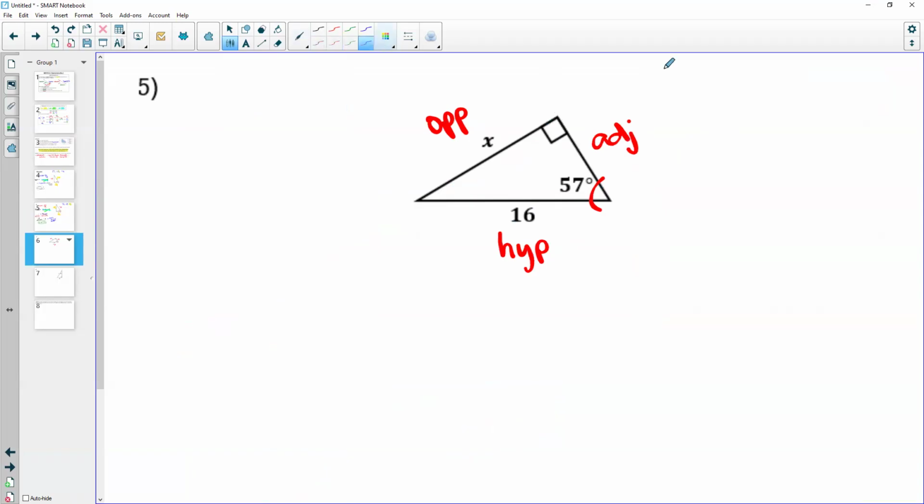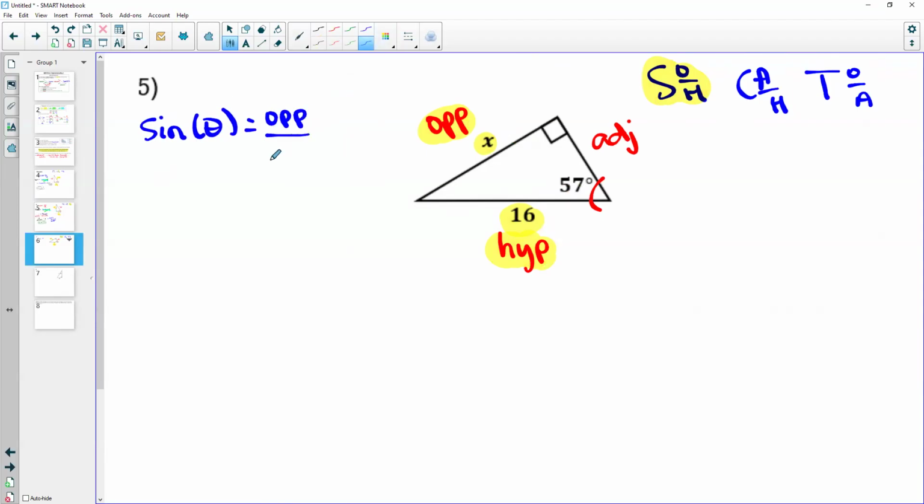If we're looking at our ratios of SOHCAHTOA, sine, cosine, and tangent, what we're going to look at here is selecting the correct ratio. They gave us 16, which is the hypotenuse, and x, which is the opposite. So which one deals with opposite and hypotenuse? Opposite and hypotenuse is O and H, so we're working with this one. The ratio for this problem is sine of theta is equal to opposite over hypotenuse.